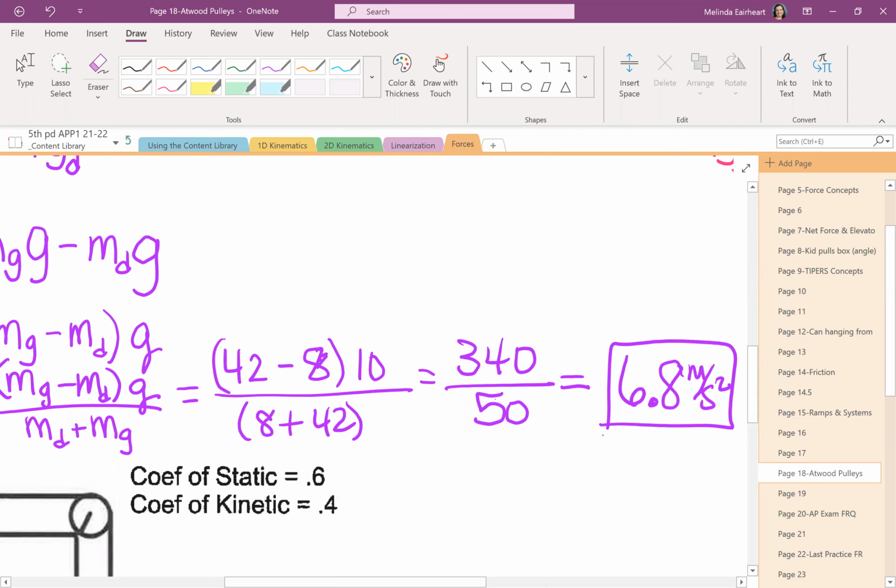Now I'm going to box it and know it's not the answer they want, but y'all, half of these problems with pulleys are going to have you solve for acceleration. So we're just not done, but that's the acceleration.